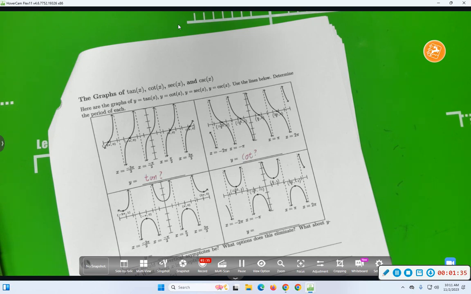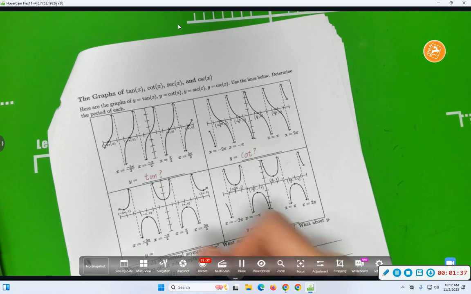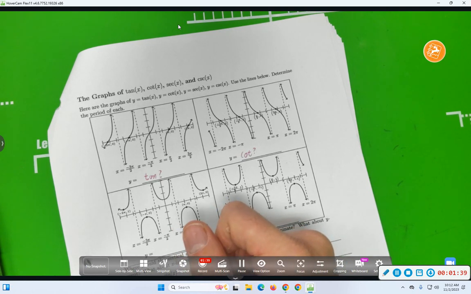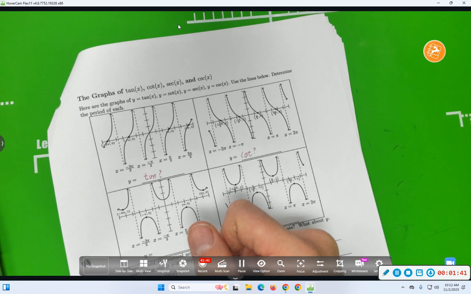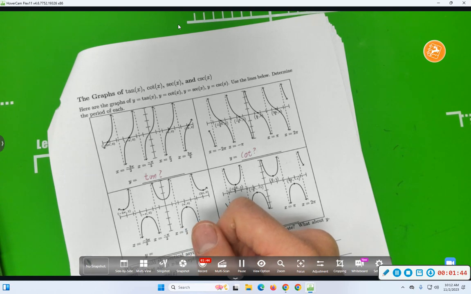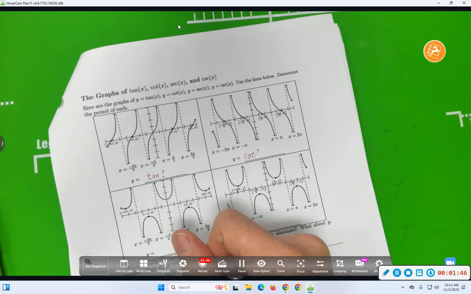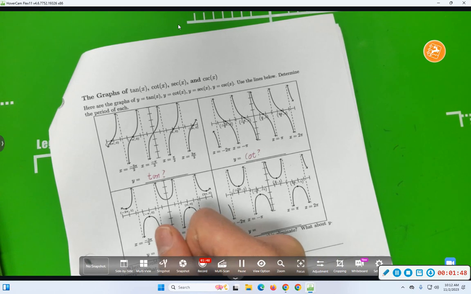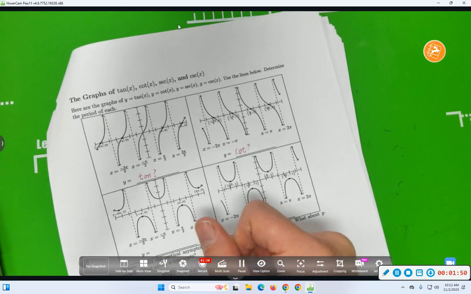Let's do that. Tangent is sine over cosine. This is a fraction. It's easy to detect when a fraction is 0: the numerator has to be 0. So if you want to detect an x-intercept, that means you want to know when the numerator is equal to 0.